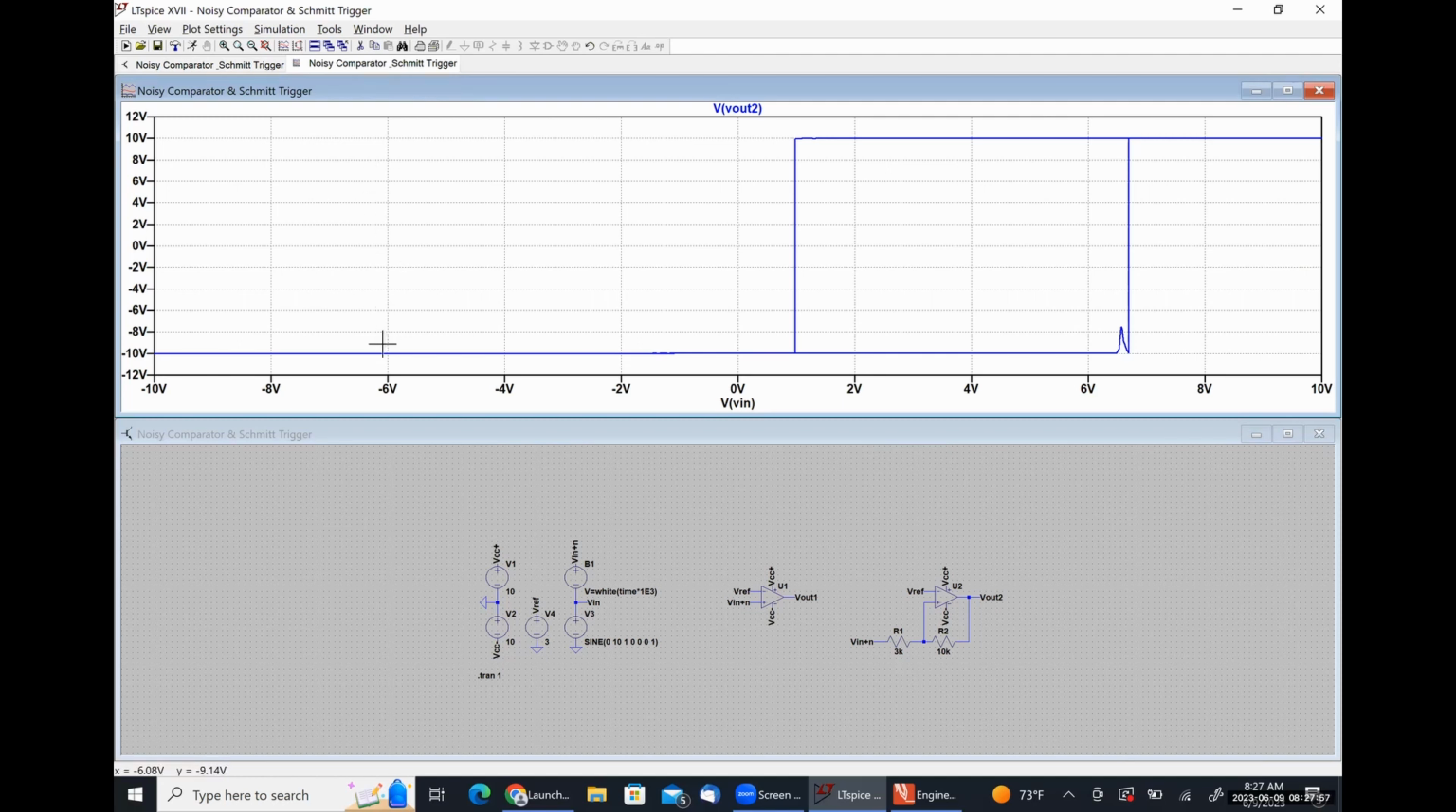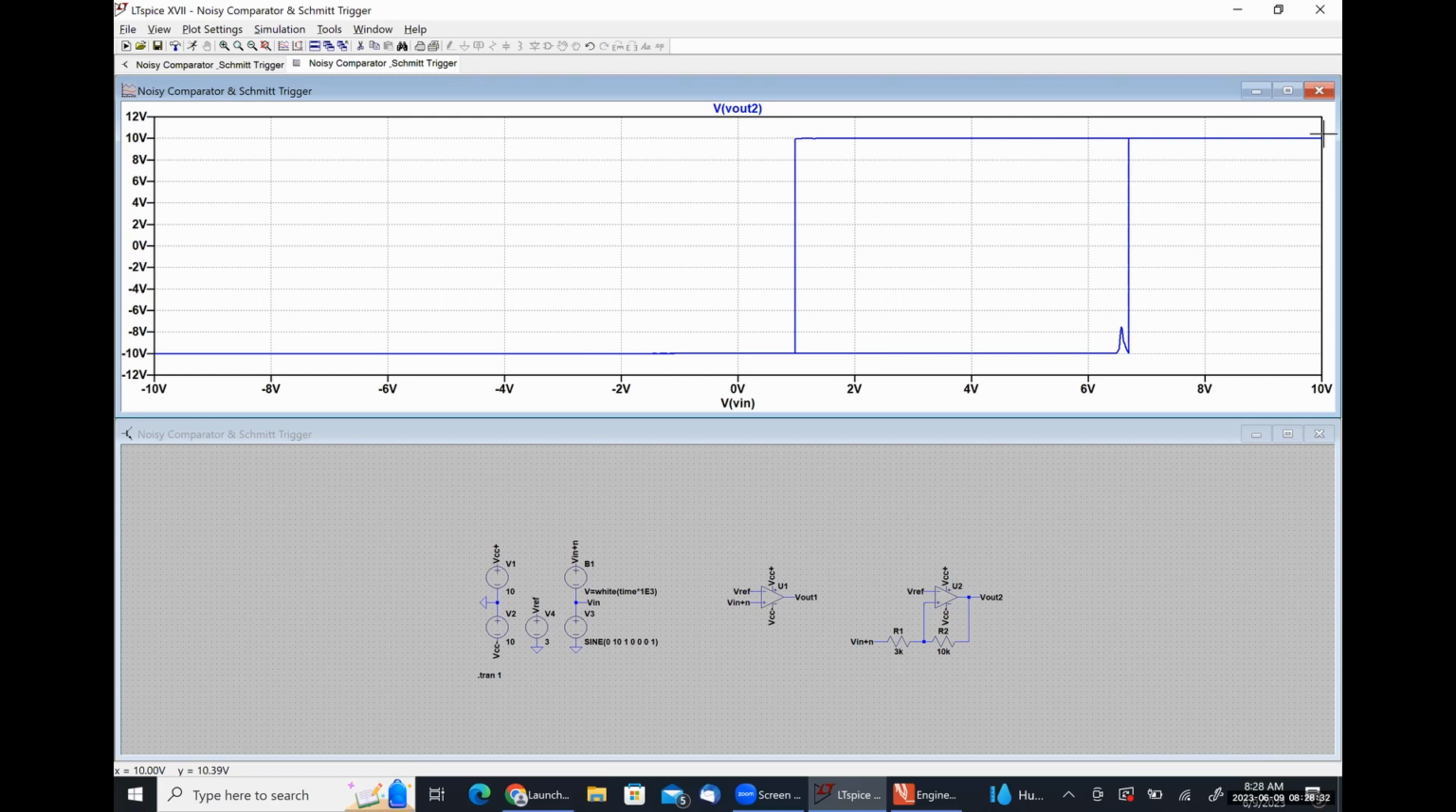So let me explain how we would read this graph, okay? Let's say that our input signal starts over here at negative 10 volts. Our output stays low all the way until we reach this point, at which point we have hit our upper trigger limit. The output swings up and then it stays high all the way until we hit 10 volts.